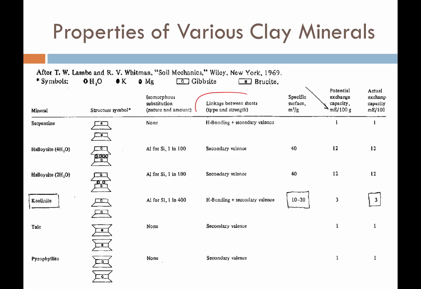Here's a description of the linkage between the different sheets, whether you have H bonding, which is, again, ionic bonding, or you have valence bonding, which is the same as covalent bonding.